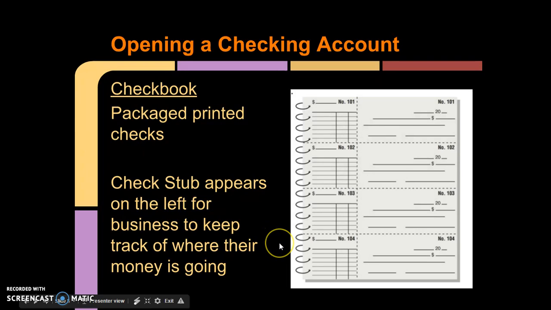This is an example of a business checkbook. Notice that this part right here, this is the writing of the check as to who is to be paid. And this check stub here is maintaining of records for the business who is doing the payments to determine the balance of the checks as checks are being paid and as deposits come in.